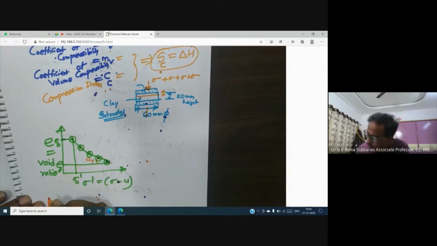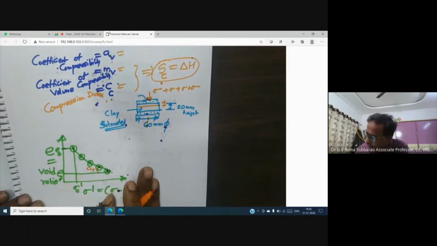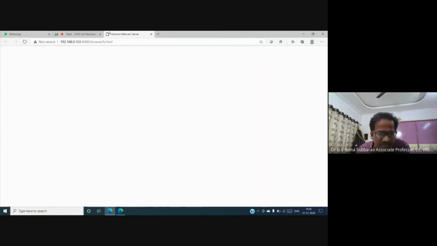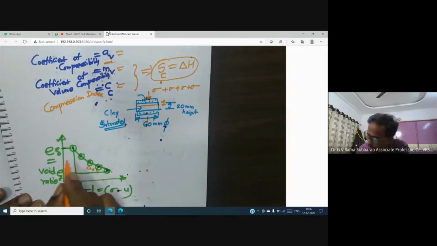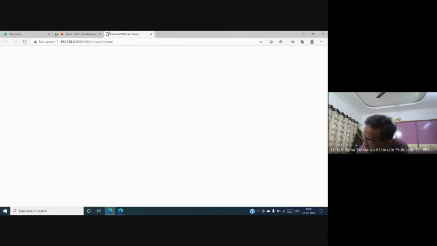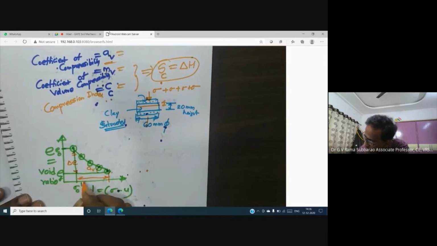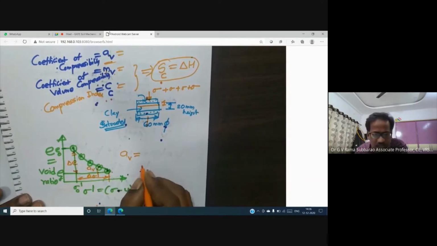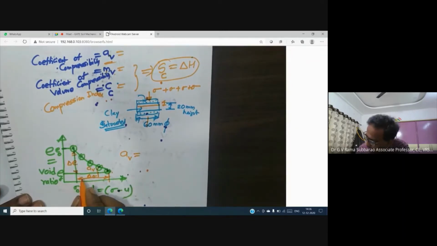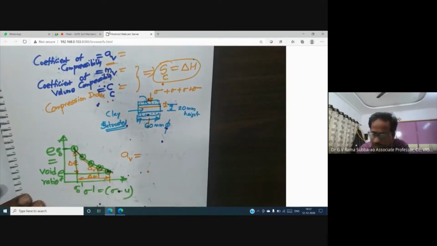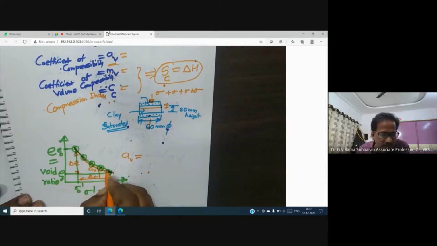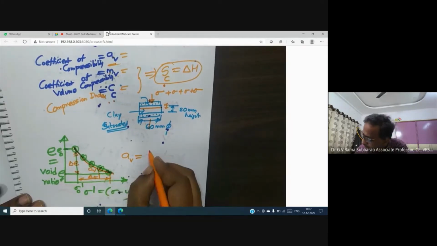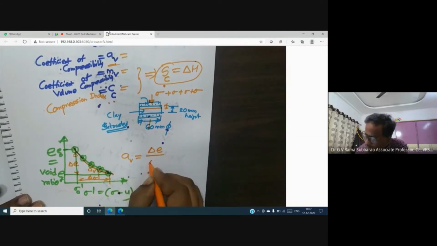How to find the slope of the curve? It's a very interesting point. AV means coefficient of compressibility. The name itself is speaking, compressibility. Now how to calculate AV? This is delta e, and this is delta sigma dash. AV is the slope of the curve. It's not a straight line, it is curvilinear. So I would like to write delta e by delta sigma dash.